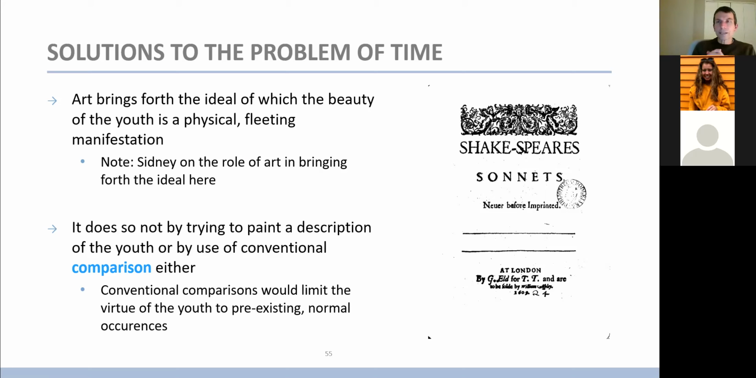We have no idea what the young man looks like, or we don't have a description of what this person's virtues are, even really. We don't have a description of what really needs to be preserved in this person. So it's not as though in the poems we're seeing Shakespeare paint a description of the youth through comparisons either. He's trying to eschew conventional comparisons.